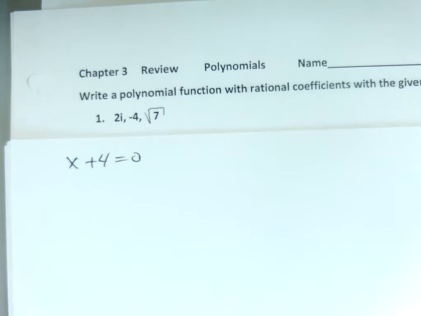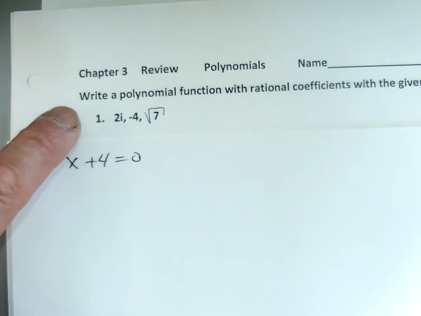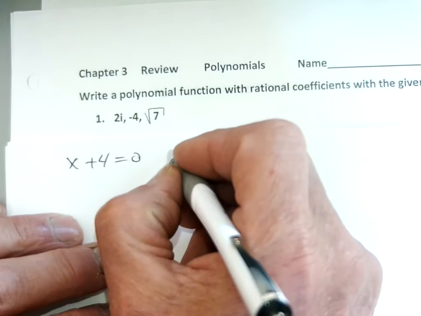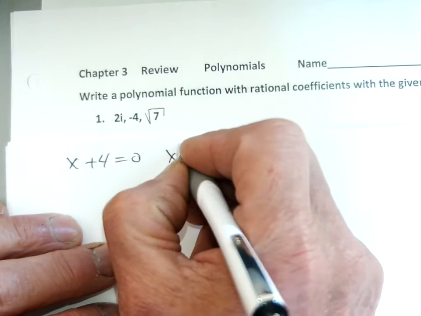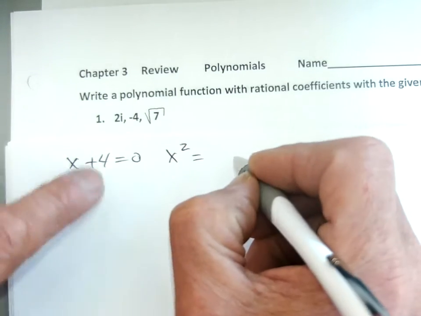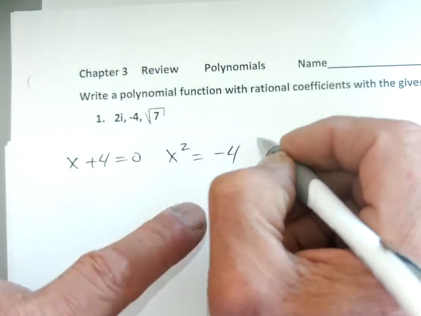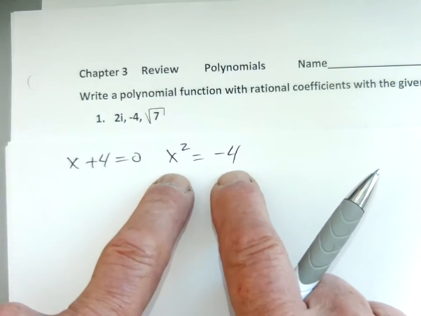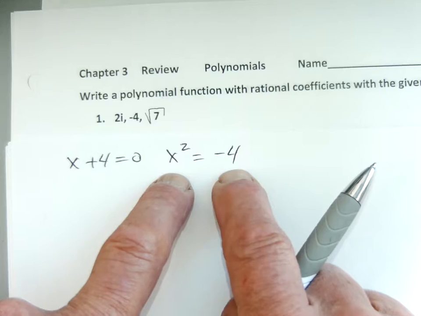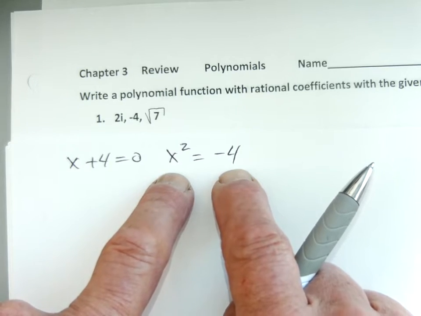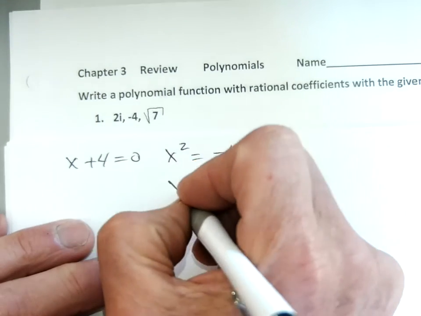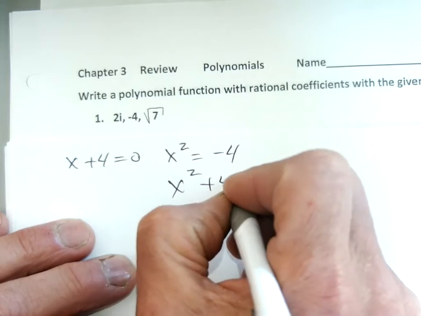And then the only way I can get an answer of 2i is if it came from a square root. So it had to have an x squared equals negative 4, because if I take the square root of that, it would give me plus or minus 2i, which means it would have come from a factor of x squared plus 4.